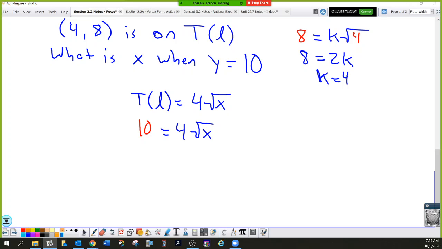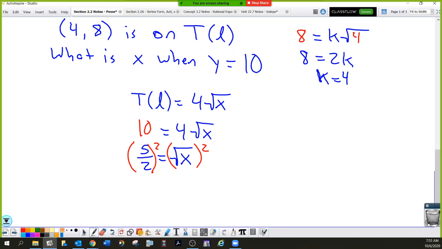And at this point, we just solve for x. So you divide both sides by 4. And that gives us 10 over 4, which reduces to 5 over 2. 5 over 2 equals the square root of x. And you cancel the square root by squaring both sides.